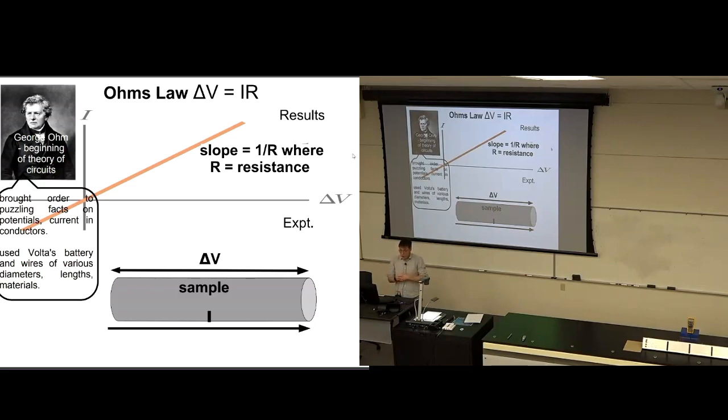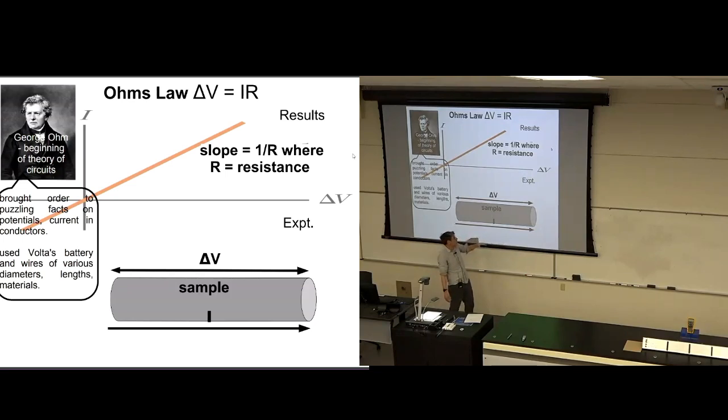So what George Ohm did was apply voltages to samples of wire and measured the currents that flow through the wire. So here's a picture basically of his experiment. Using Volta's battery, he applied potential differences to samples of wire, and then he measured the currents that flow through the wire. And what he did was change the voltages and measure what happens to the currents. And he discovered a very important fact about a lot of substances, about conductors.